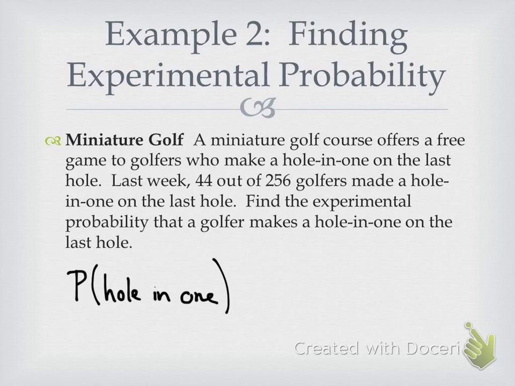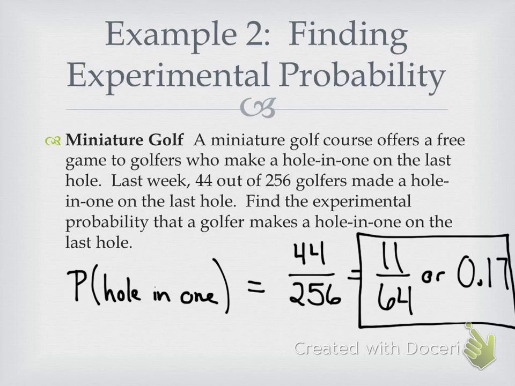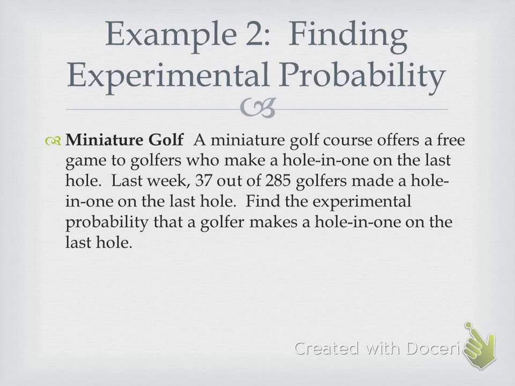How many made it? What's the successes? 44. What's the number of trials? 256. So now I take that fraction and I change it to a decimal. 0.17. Now I want you to try one. Very similar, pretty much the exact same thing, except just different numbers.